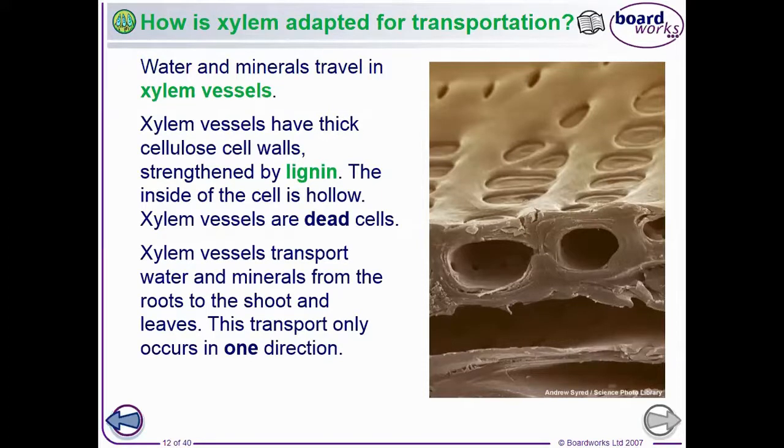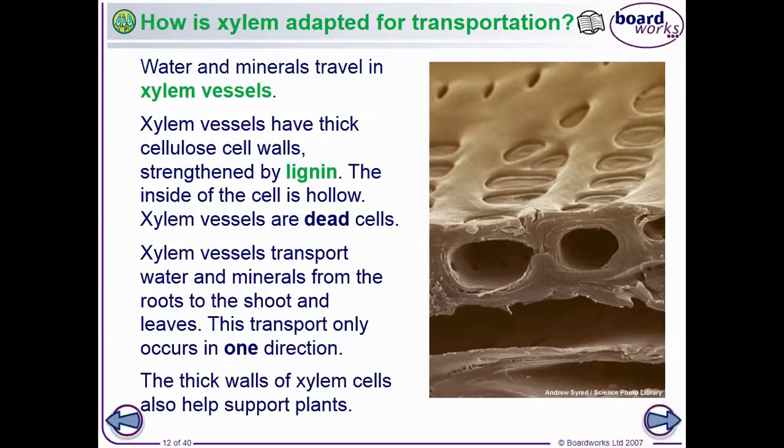direction throughout the plant. So xylem vessels have thick cellulose cell walls that are strengthened by a substance called lignin. The inside of the cell is hollow. The xylem vessels are dead. Xylem vessels transport water and minerals from the roots to the shoot and the leaves. And this transport occurs in only one direction.